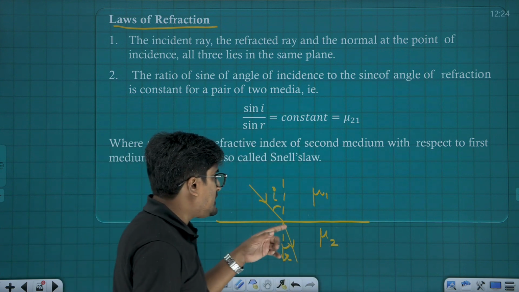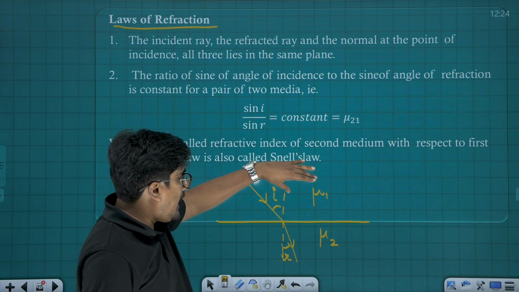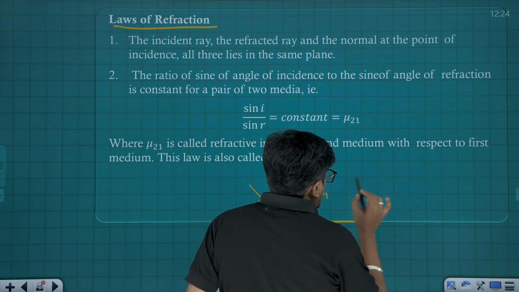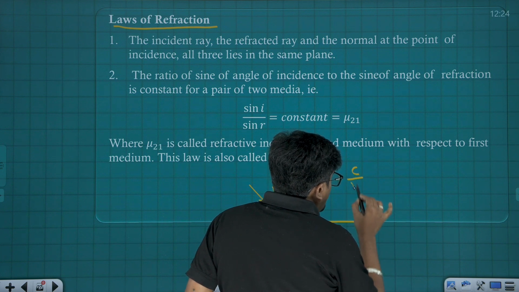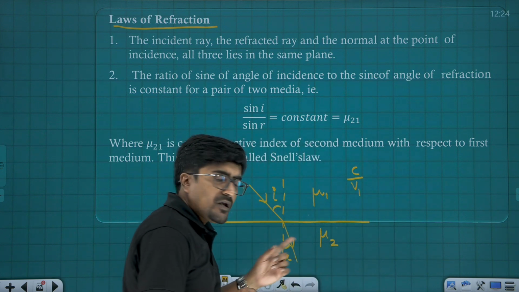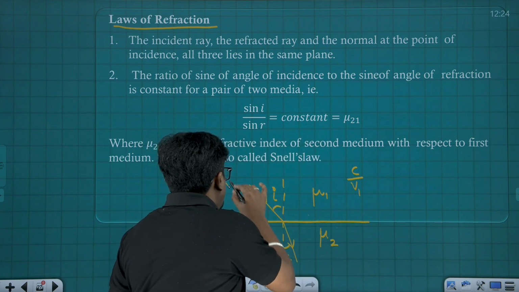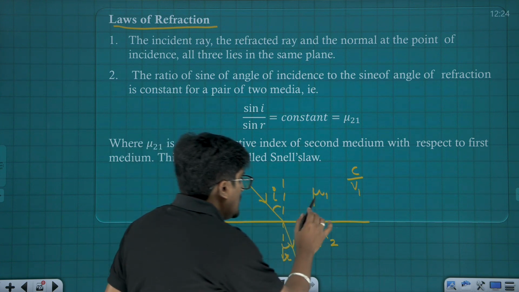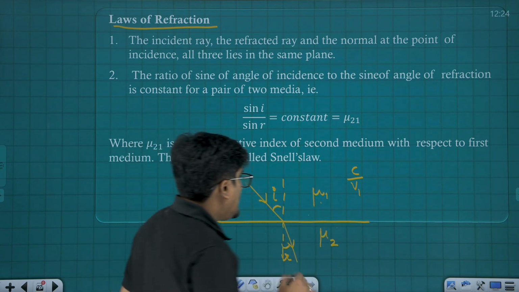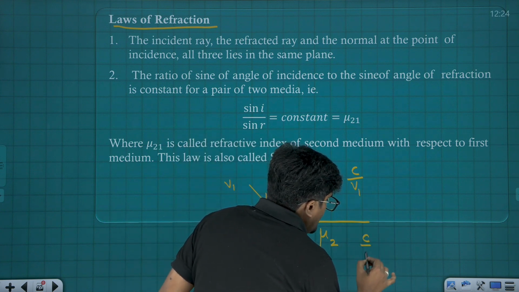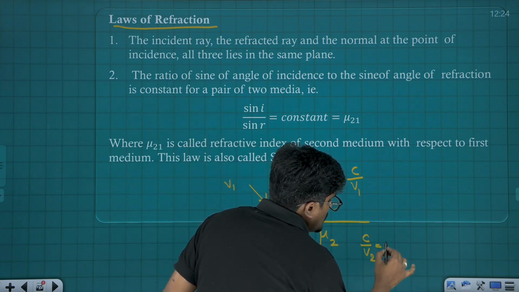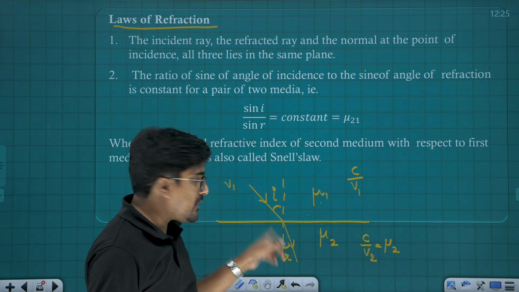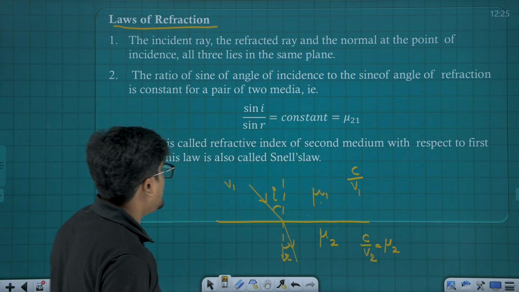Refractive index is nothing but the speed of light in this particular medium. We take the ratio C divided by V1. If V1 is the speed of light in this medium, then C divided by V1 is mu1. Now C divided by V2 is mu2, the refractive index. This is how we calculate the refractive index of the two mediums.